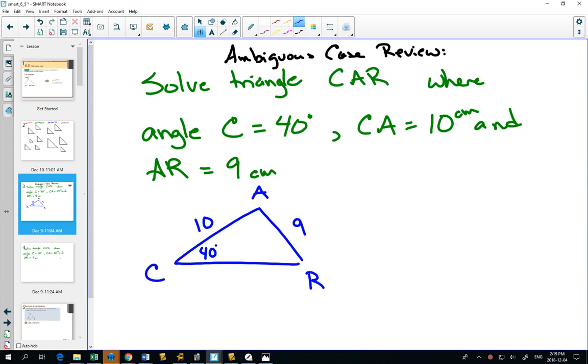Do we remember how many triangles are possible? Is there only this one triangle possible, or are there 2 triangles possible? It's more than two, right? No, there's two. If it's greater than 10, there's more than 2. Oh, look at 9. This is the ambiguous case.